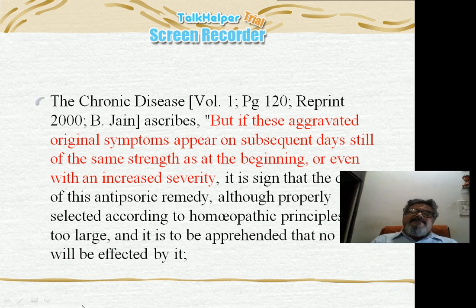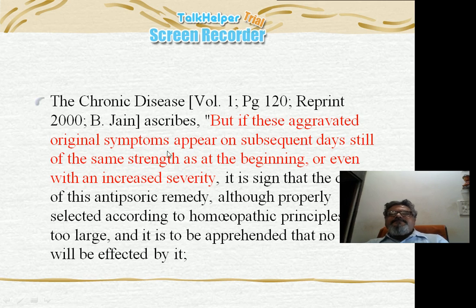What we said, we are searching for the Hahnemannian teaching that motivated Kent to write the second prescription and prognosis chapters, and what really motivated Roberts to write another chapter in his philosophy book. So this is there in chronic disease, Volume 1, page number 120, reprint 2000 BJ.